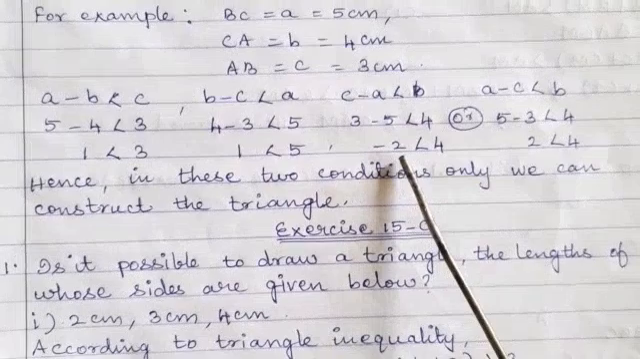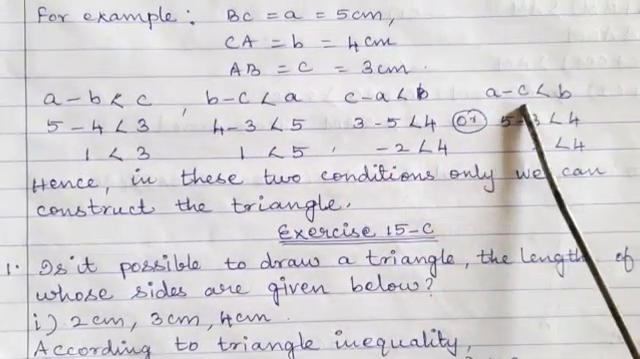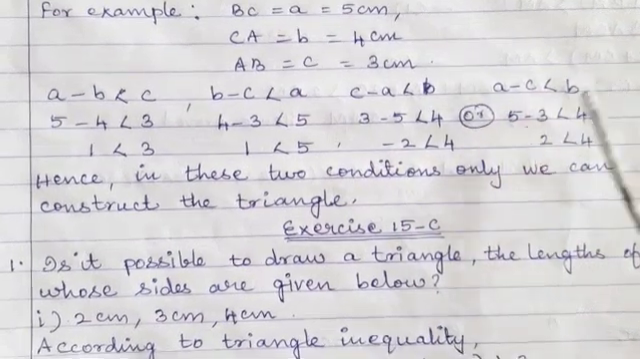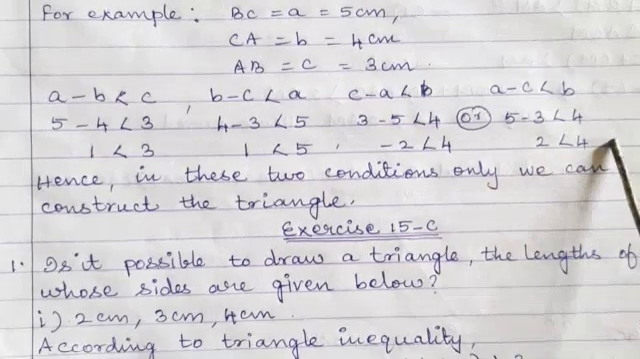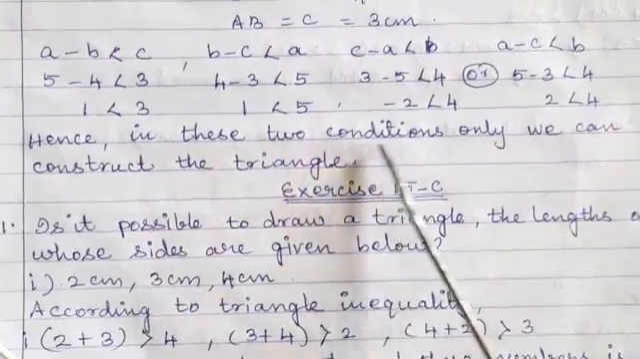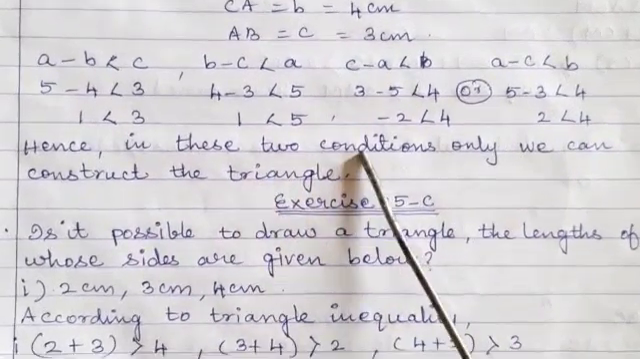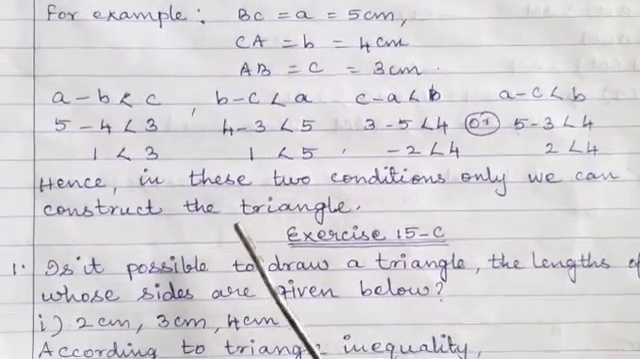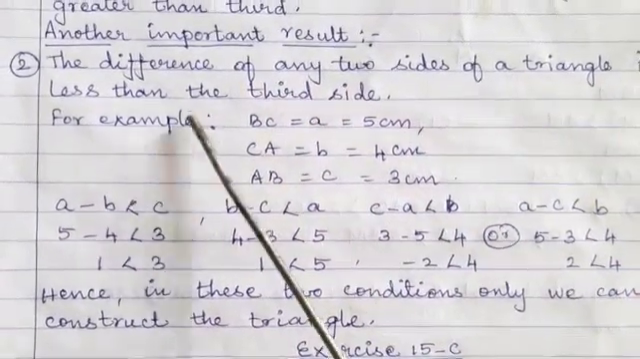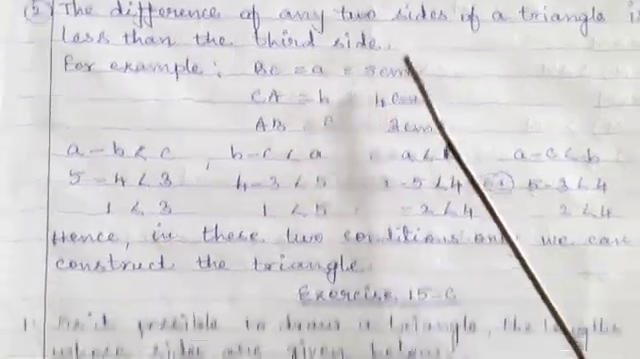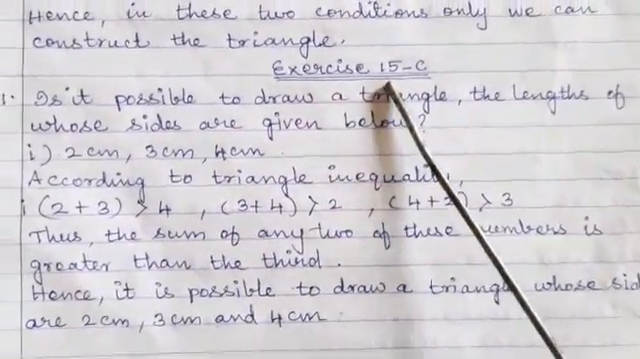But a length cannot be negative, so we will take a minus c. a minus c is less than b, that is 5 minus 3 is less than 4, that is 2 is less than 4. So only under these two conditions can we construct the triangle. What are the two conditions? The sum of any two sides of a triangle is greater than the third side, and the difference of any two sides of a triangle is less than the third side. Now using this theorem, we will solve the questions in exercise 15C.